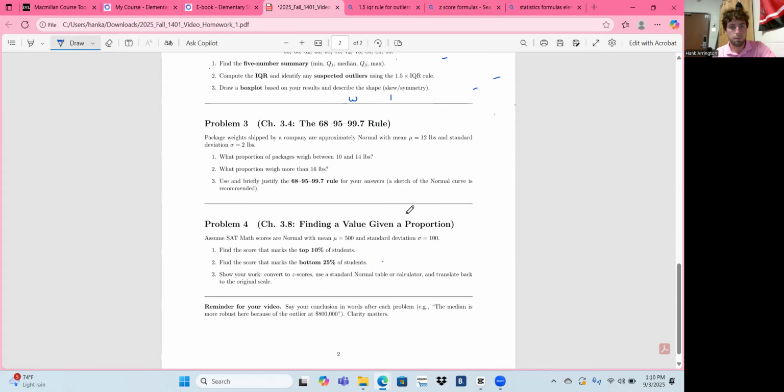So for problem three, it says the package weights shipped by a company are approximately normal with a mean of 12 and a standard deviation of 2. Number one asks us what proportion of packages weigh between 10 and 14 pounds. To answer this question, we need to know the 68, 95, 99.7 rule. So we're going to draw a standard normal distribution. In standard normal distribution, the mean is always 0 and the standard deviation is always 1.